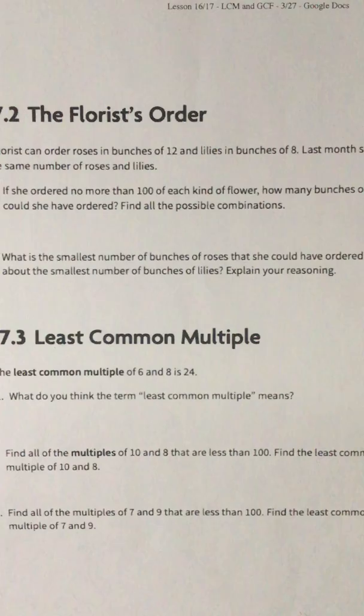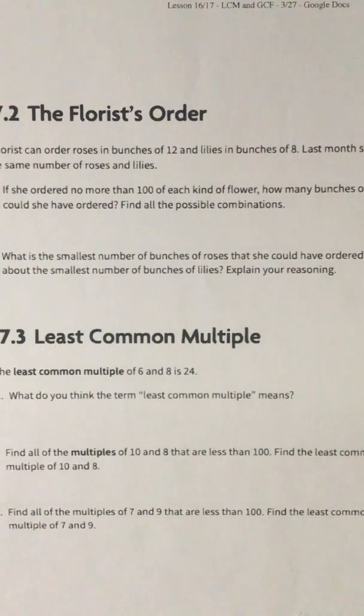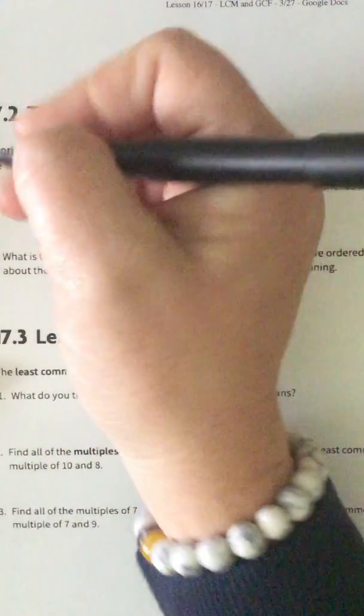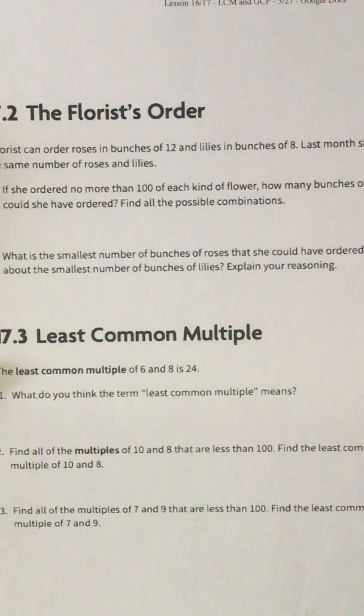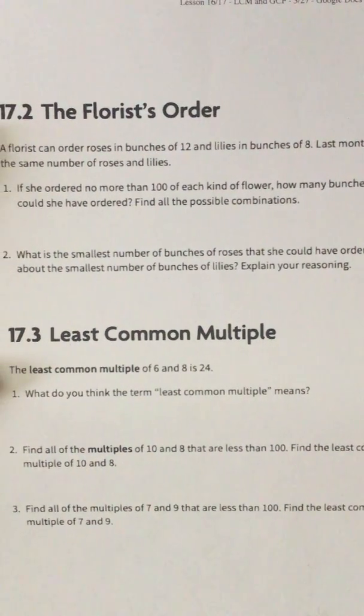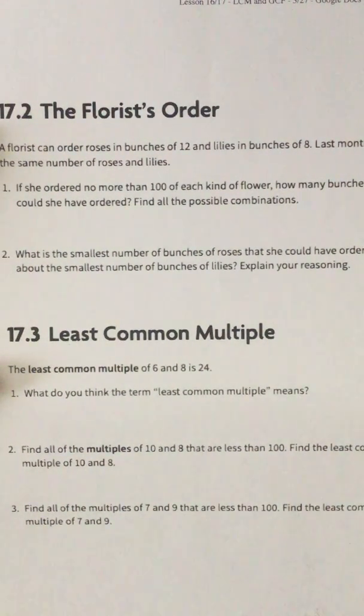All right, so question number 1 says if she ordered no more than 100 of each kind of flower, how many bunches of each could she have ordered? Find all the possible combinations. All right, so for number 1, just like we did with the GCF activity, we're going to find how many would work to go in both. So she could have 4 different orders.